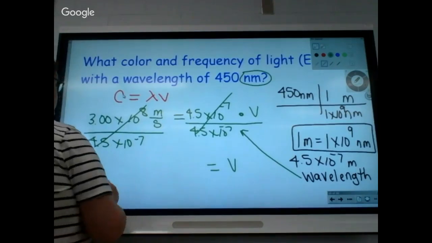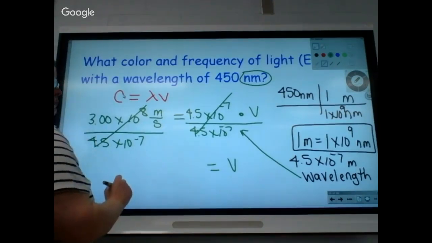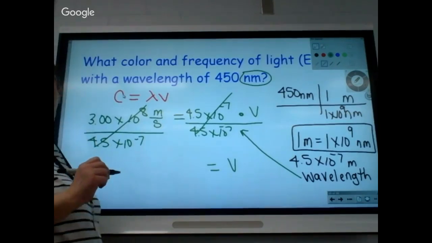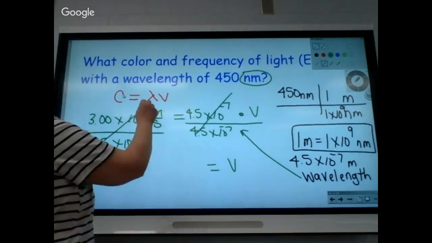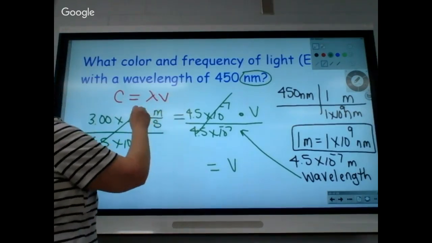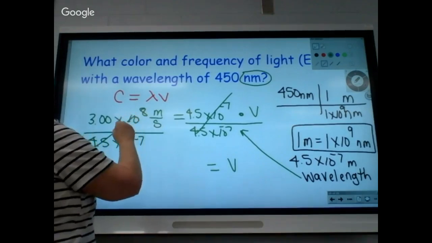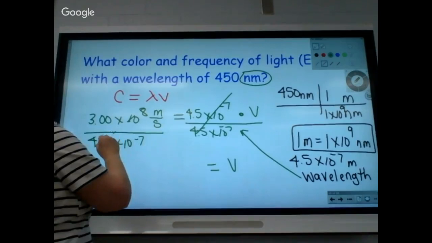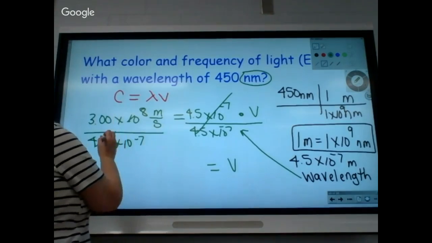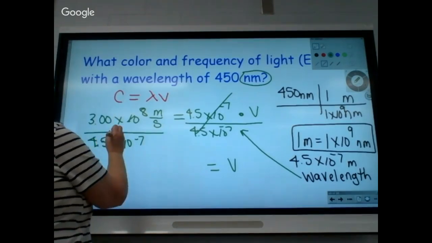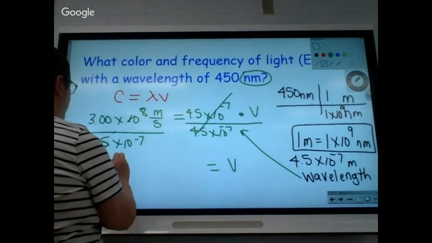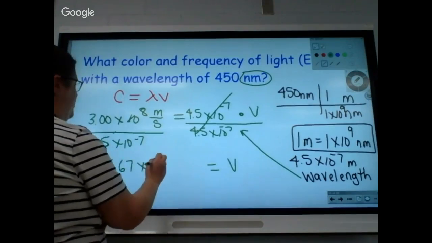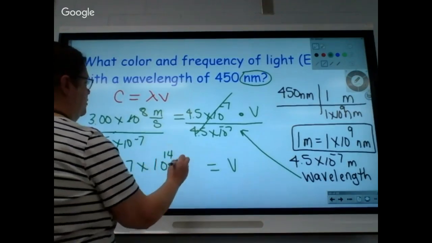Wait, why'd you mark out 10 to the 8th? I didn't mean to. You're right. I meant to mark out just that side. That's Ms. Wall's dumb error. It's 6.67 times 10 to the 14th hertz.